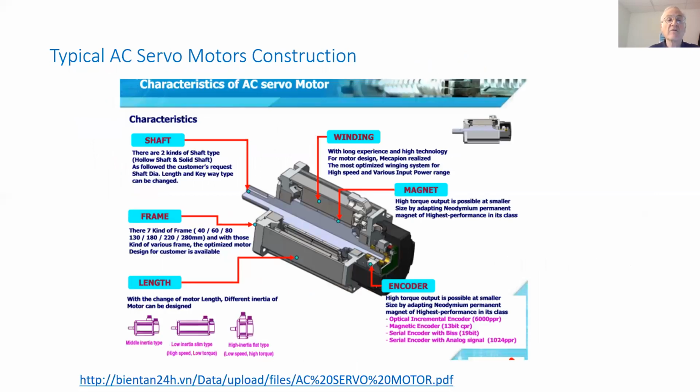Here's an example of an AC servo motor, industrial. We see over here the shaft with the magnets mounted on it.